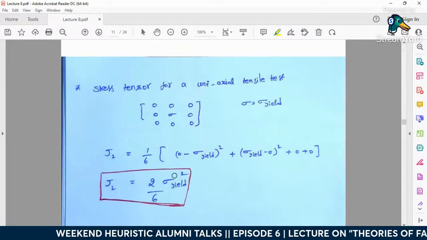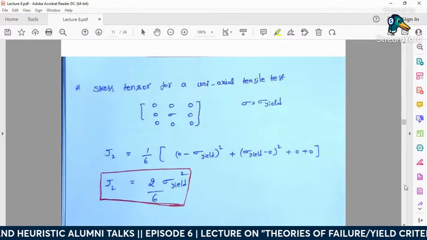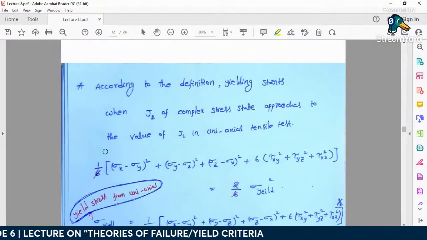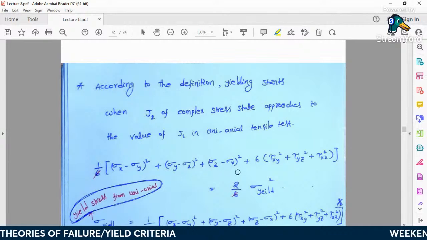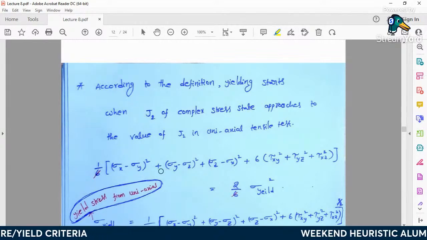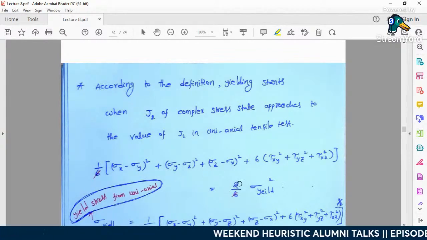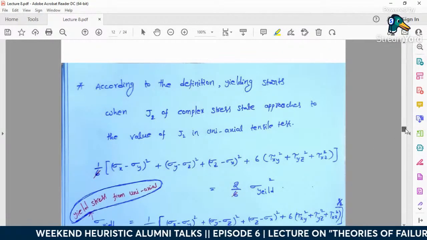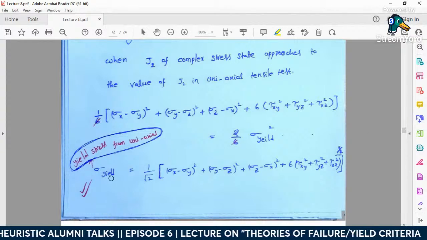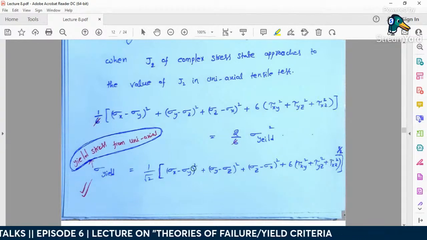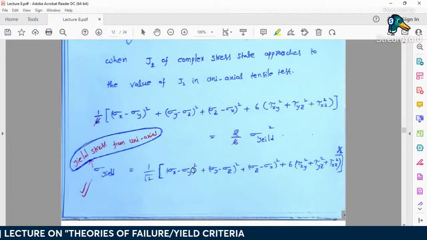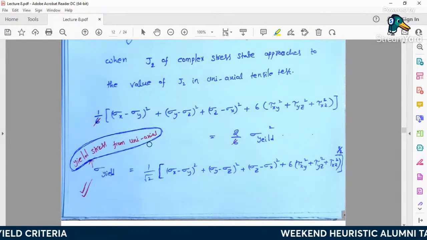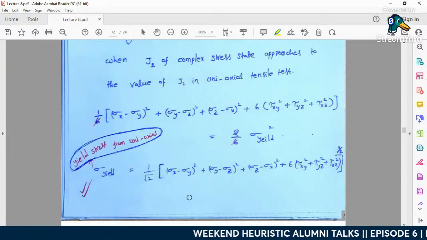So now what you need to do? Just compare. That is what we are doing: application on one hand and laboratory result on the other. This is the second invariant of the stress deviatoric matrix in your application, and this is at the failure point in your laboratory. If you compare these two, you will get this expression. You need not worry about the equation, just understand the concept. This is the yield you got from uniaxial, and on the right hand side you have one big equation.